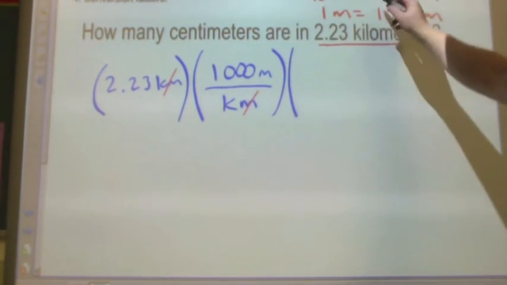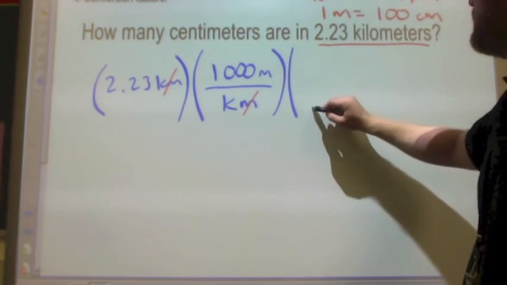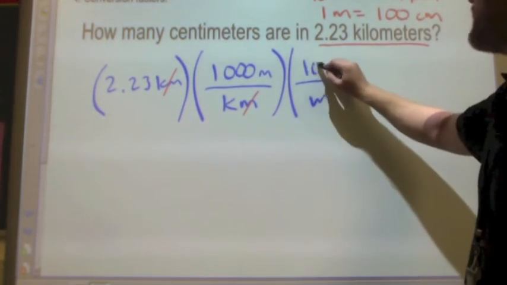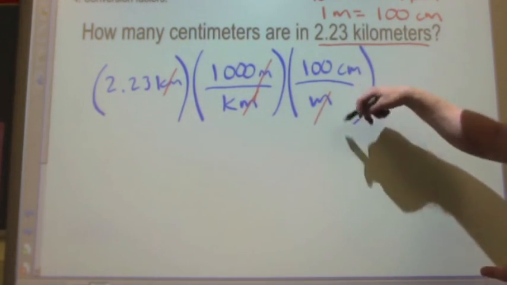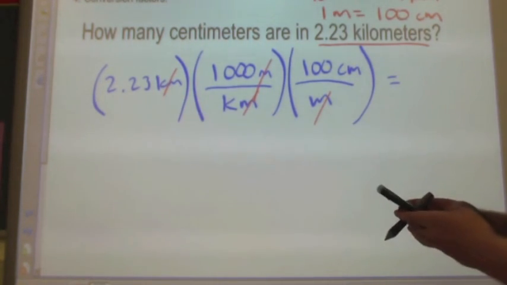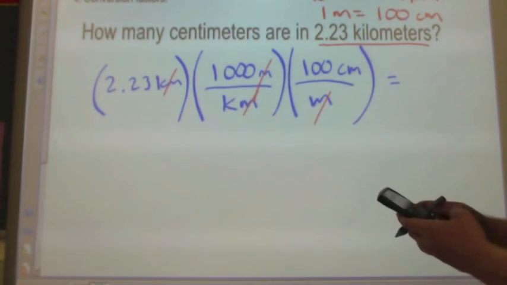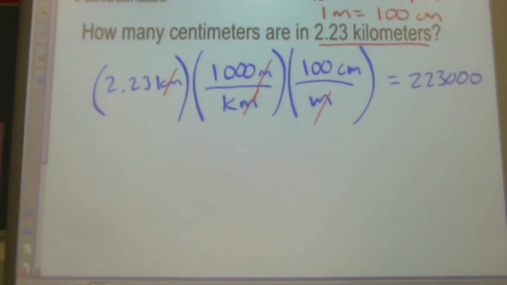We're now in meters. Let's go to centimeters. So I want meter to cancel and turn into centimeters. So I need my meter on the bottom, and I need my 100 centimeters up top. Pause. Units cancel. Does this make sense? Yes, it does. Let's get our answer. 2.23 times 1,000 times 100 gives me 223,000. Double check our sig figs. Three sig figs. We're good. You can add the comma. And the unit here is kilometer. No, centimeter.